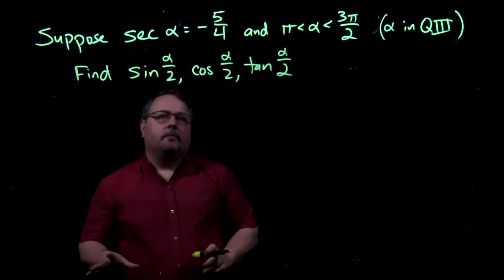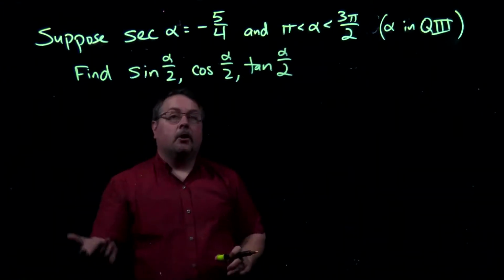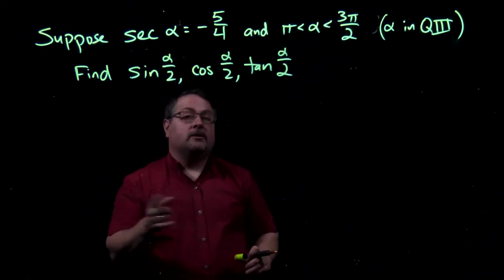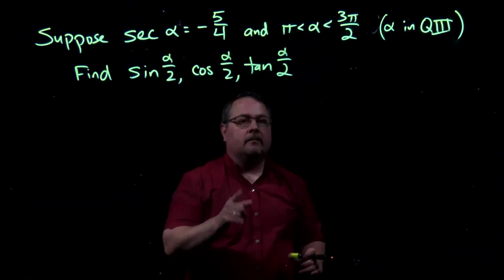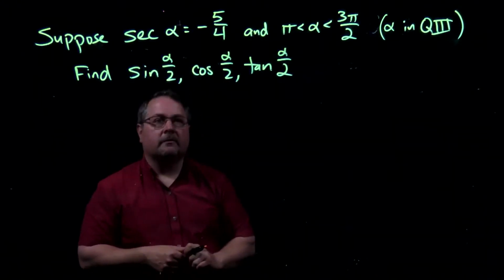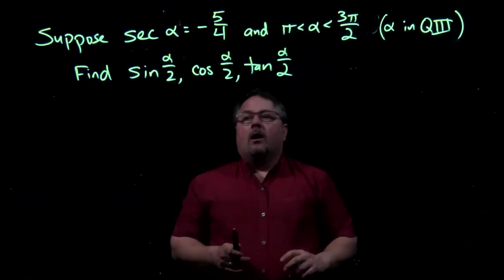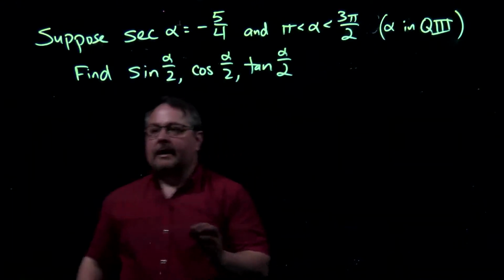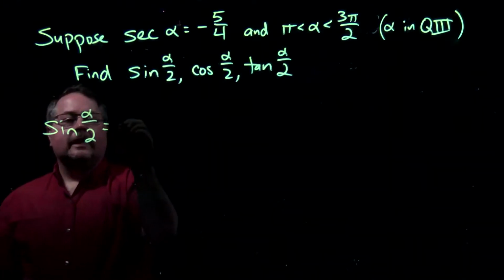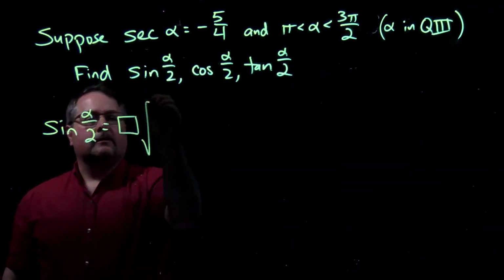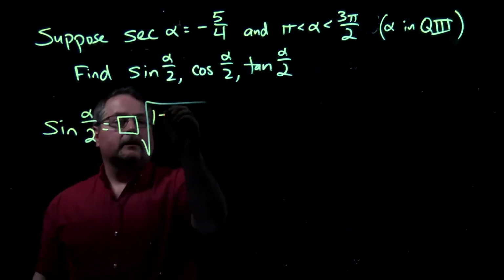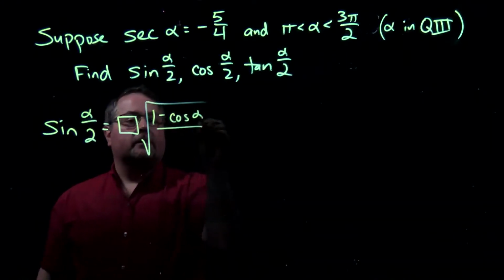Okay, this problem is made a little bit easier because we have the cosine of alpha, because it's the reciprocal of the secant. And we could actually use that to solve all of this, but I'm going to use a different formula for the tangent just so we can practice finding other trig values of angles. Okay, so for the sine, the sine of alpha over 2 is again going to be plus or minus, and I'll just leave a box there. It's going to be plus or minus the square root of (1 minus cosine of alpha) divided by 2.